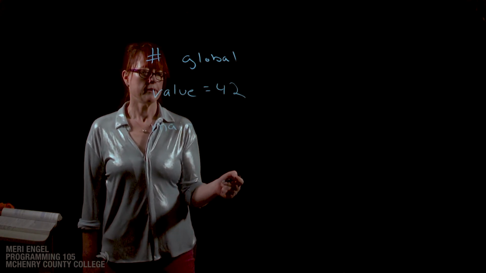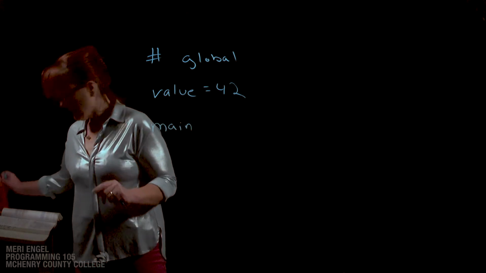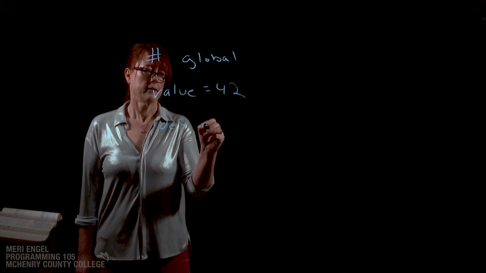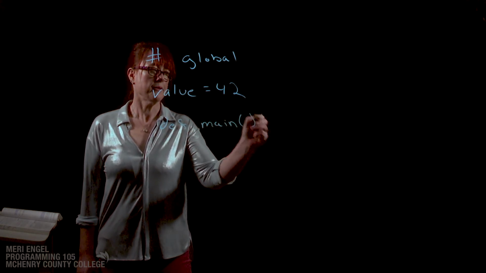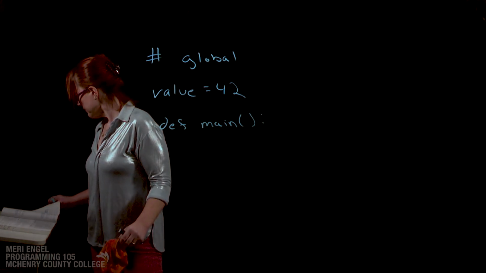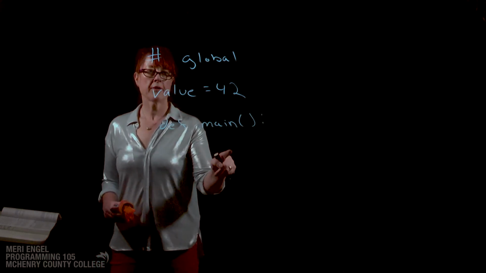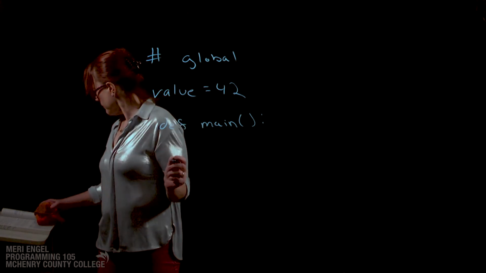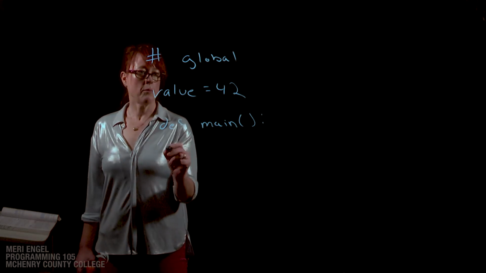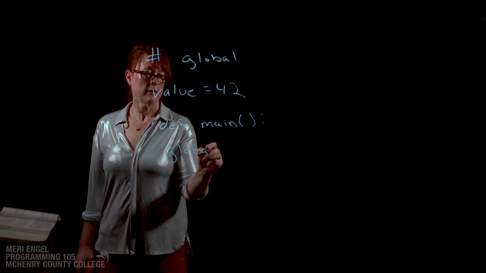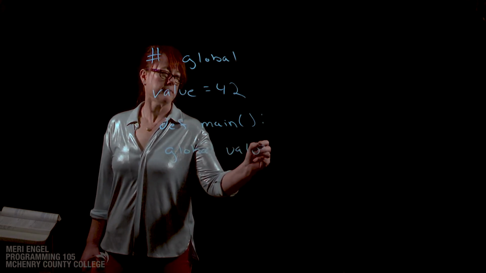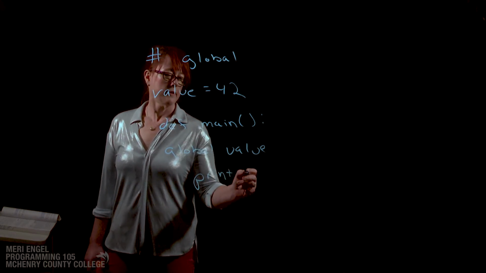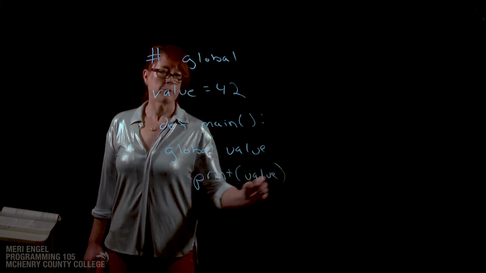we could, let's set this up correctly. We could use that value. And so we have to declare that it's a global, otherwise we'd be using a local version. So we would declare global, then value, and that would allow us to access that. And then we could print value, and it would print 42.